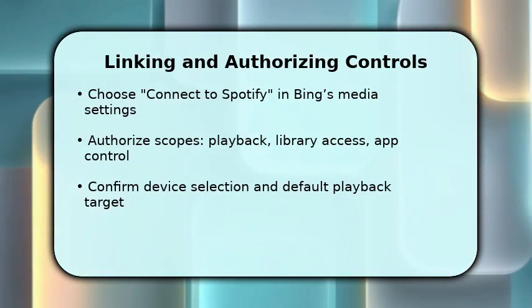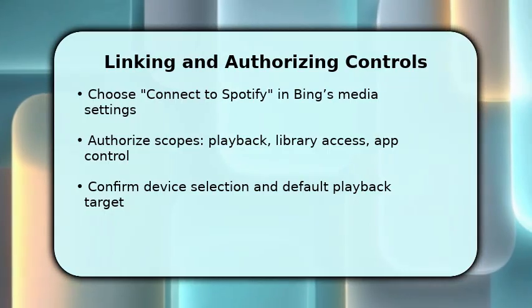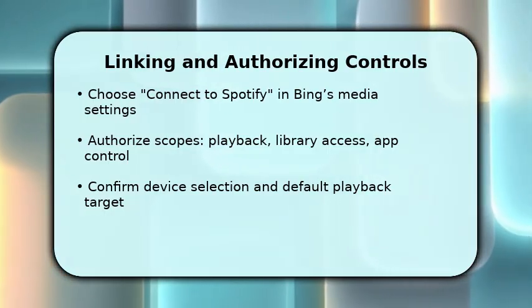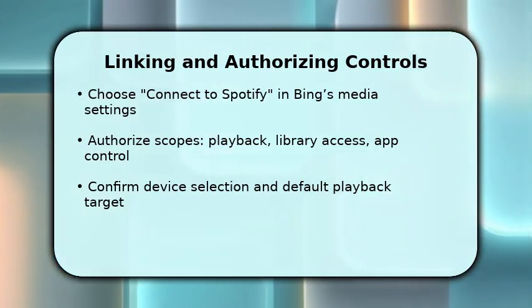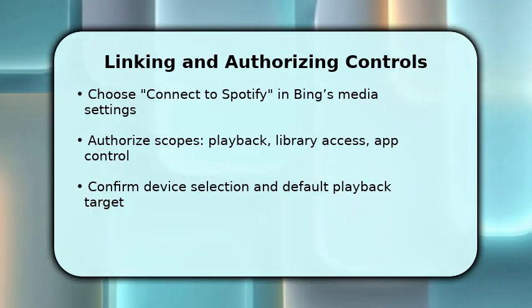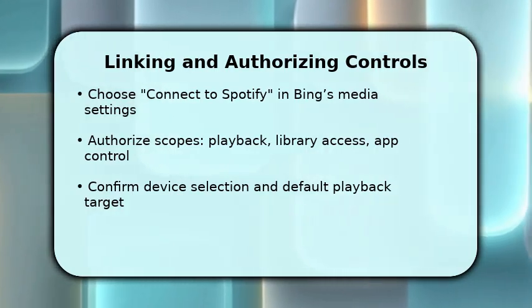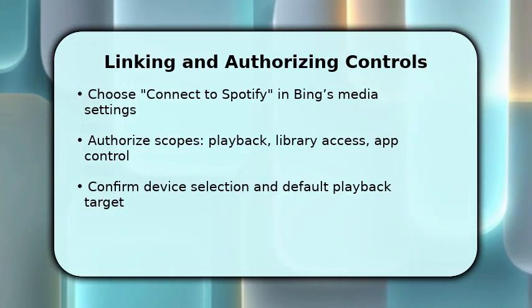Next, choose Connect to Spotify inside Bing's Media or Music settings. This triggers Spotify's authorization screen. You will see scopes like playback and library access. Allow them because Bing needs permission to play music and manage your queue.